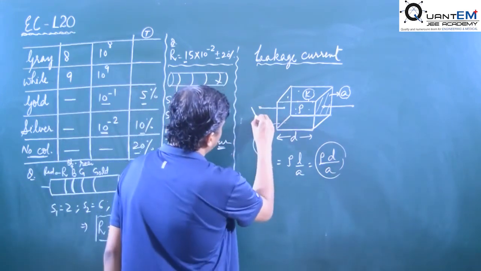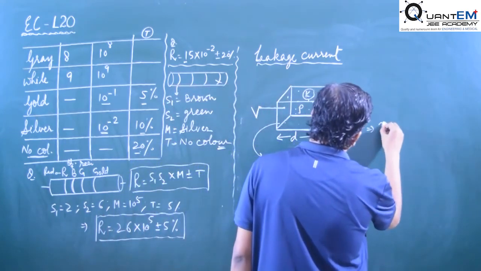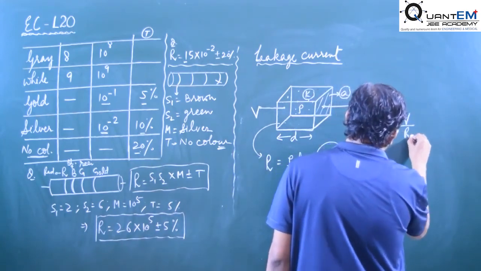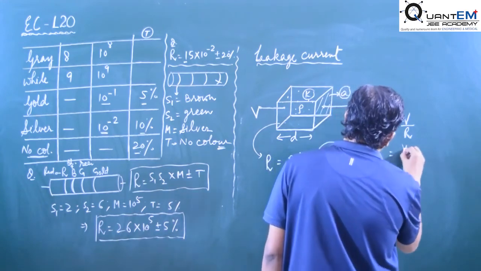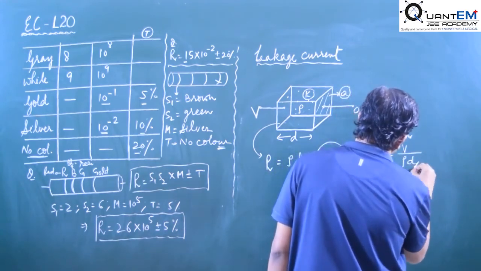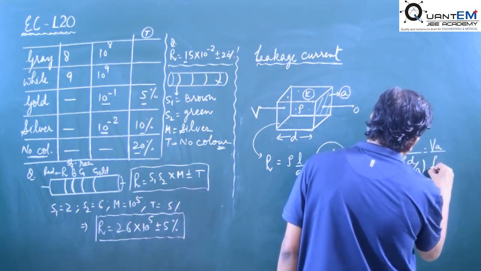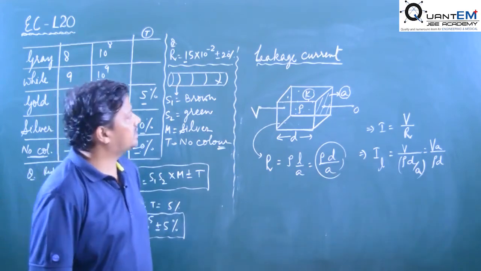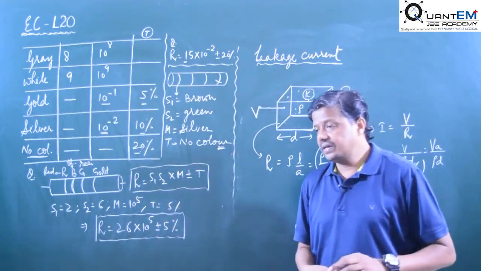And we have supplied potential, suppose V. Then what will be the value of current? That will be V divided by R. This current is called the leakage current. V divided by R, that will be VA by rho D. Okay, so this one is the leakage current. So it is similar to what? A conductor after the dielectric breakdown takes place.